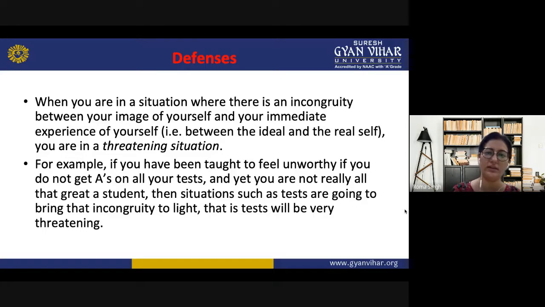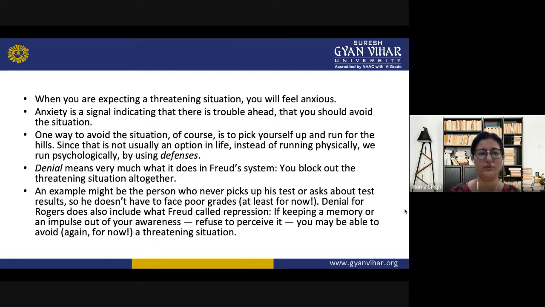So you will automatically develop a defense mechanism for yourself. When you are expecting a threatening situation, you will feel anxious. Anxiety is a signal indicating that there is trouble ahead, that you should avoid the situation. One way to avoid the situation, of course, is to pick yourself up and run away from there, but that is not usually an option in life. Instead of running physically, we run psychologically by using defenses.